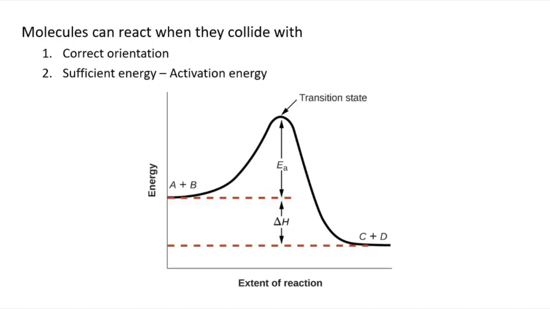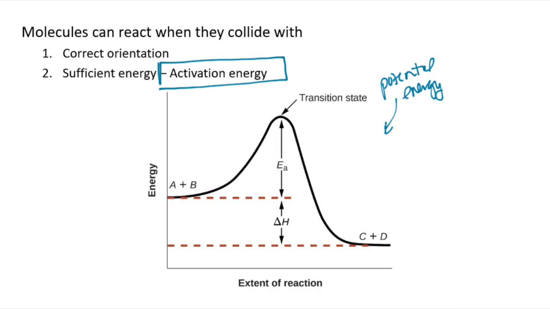So molecules can react when they collide with correct orientation and sufficient energy. We're calling that energy requirement the activation energy. So the activation energy is the energy required to make the transition state in order to convert reactants to products. And we can represent this transformation of reactants to products using a potential energy diagram like the one shown here. This is potential energy.